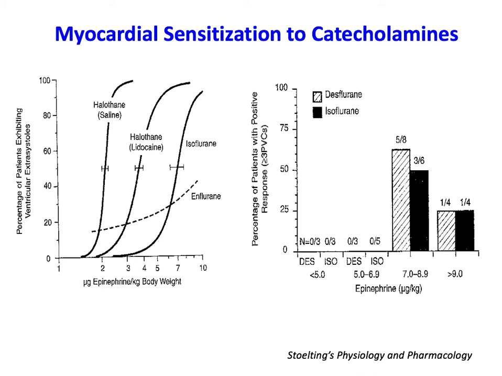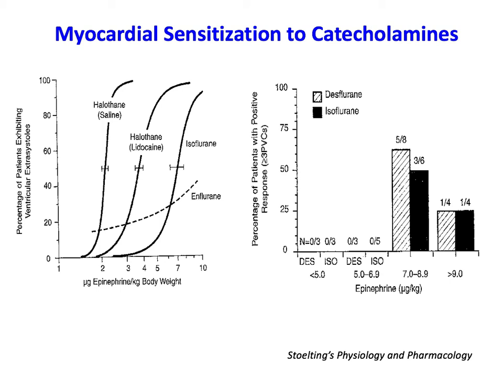What about myocardial sensitization to catecholamines, and what does that mean? The graphic on the far left on the y-axis shows the percentage of patients exhibiting ventricular extrasystoles, or ventricular premature beats, with increasing doses of epinephrine per kilogram of body weight on the x-axis. And you can see historically with halothane, it didn't require very much epinephrine. 2 mics per kilo of epinephrine, and a substantial number of patients were receiving or developing ventricular extrasystoles. And we said that halothane sensitized the heart to catecholamines. You can see that it takes a lot more epinephrine when you're under isoflurane anesthesia, or in the far graphic, desflurane anesthesia.